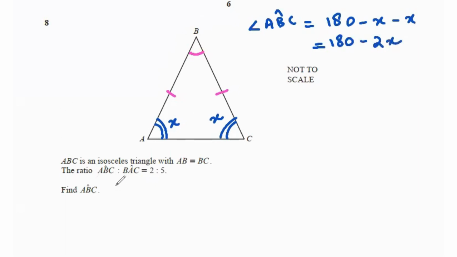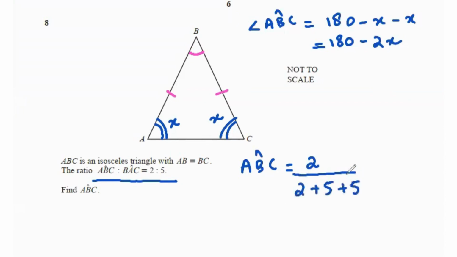And they say that the ratio of angle ABC to BAC is 2:5. BAC is x, so that means BCA would also have the number 5 in the ratio. So if we write ABC, that would equal 2 over 2 plus 5 plus 5.